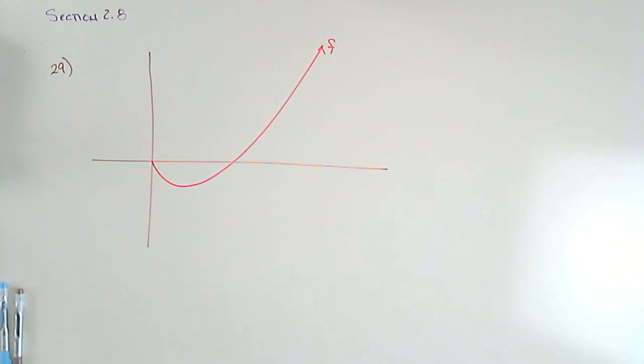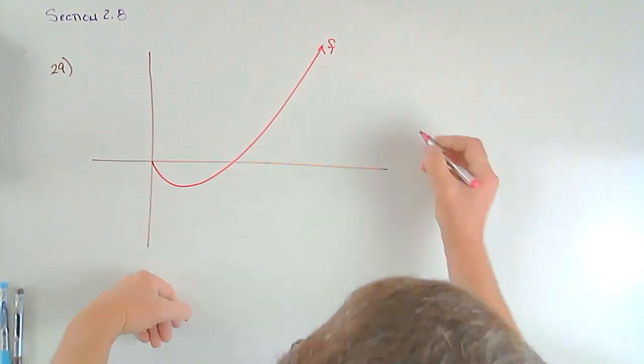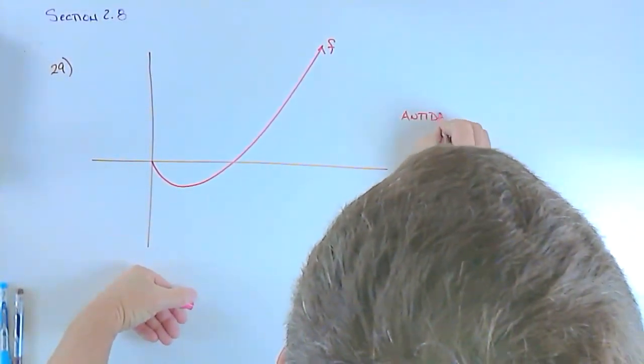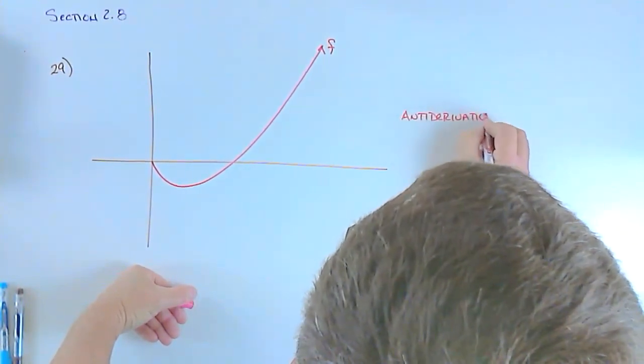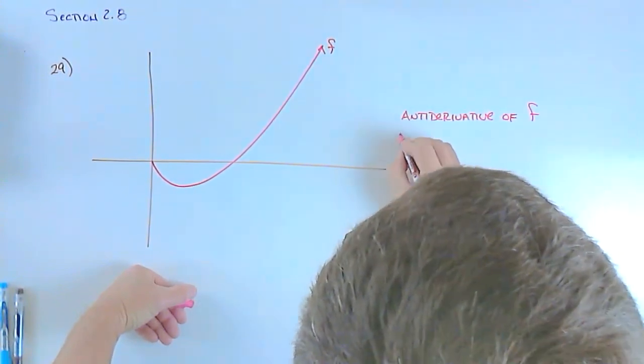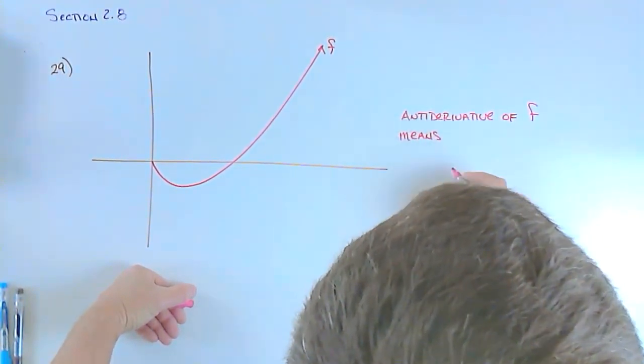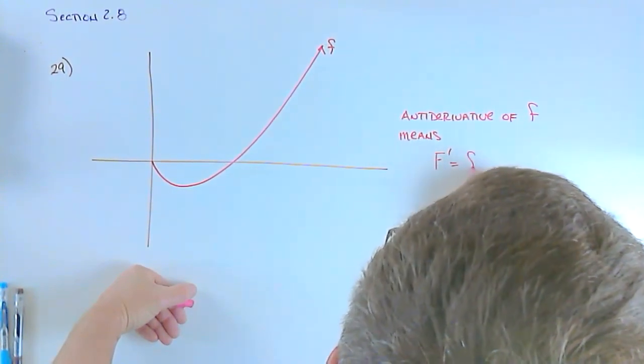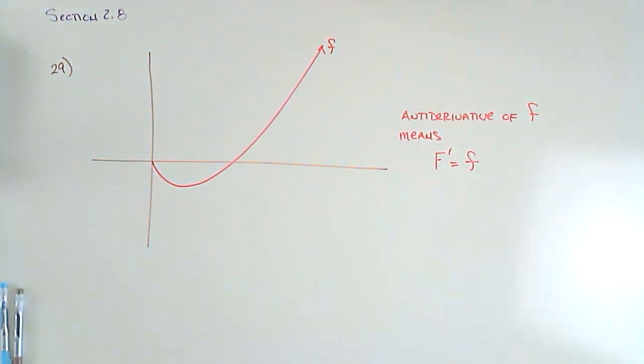Now, what is the antiderivative of F? Antiderivative of F means whose derivative equals F. We have graph A, graph B, graph C, and graph D. The derivative of one of these graphs is going to be F. F is the derivative of someone.